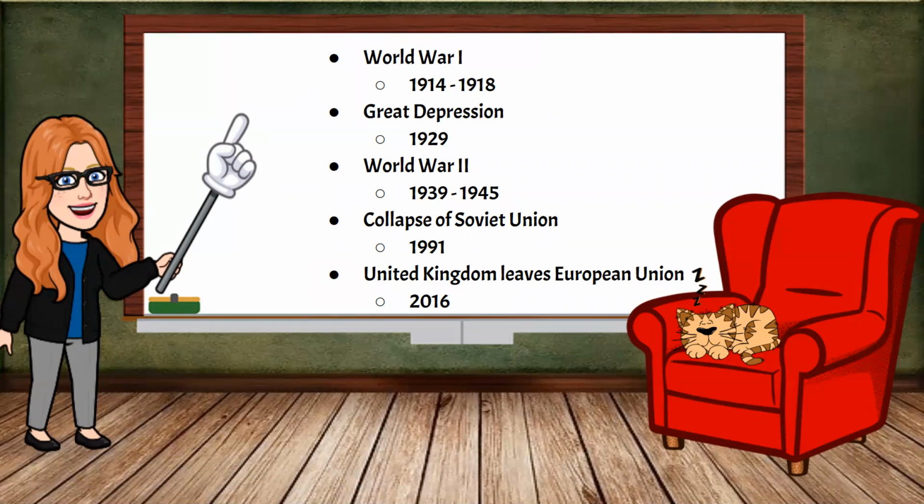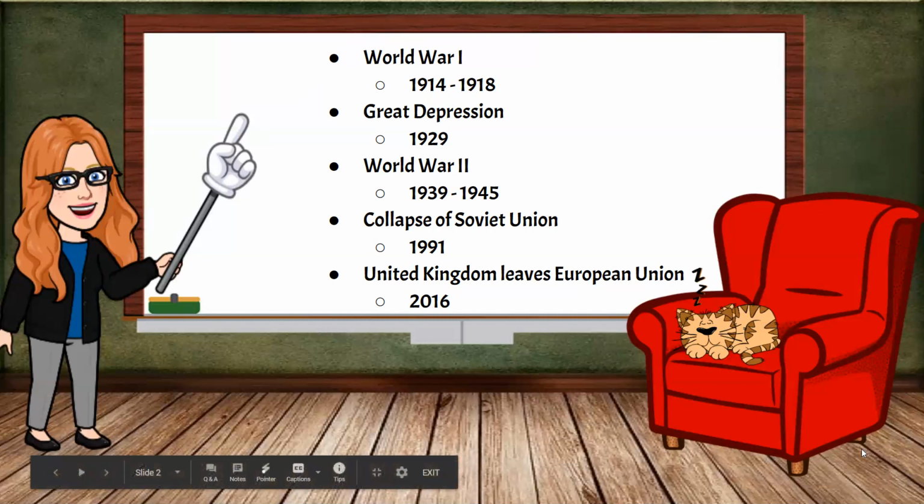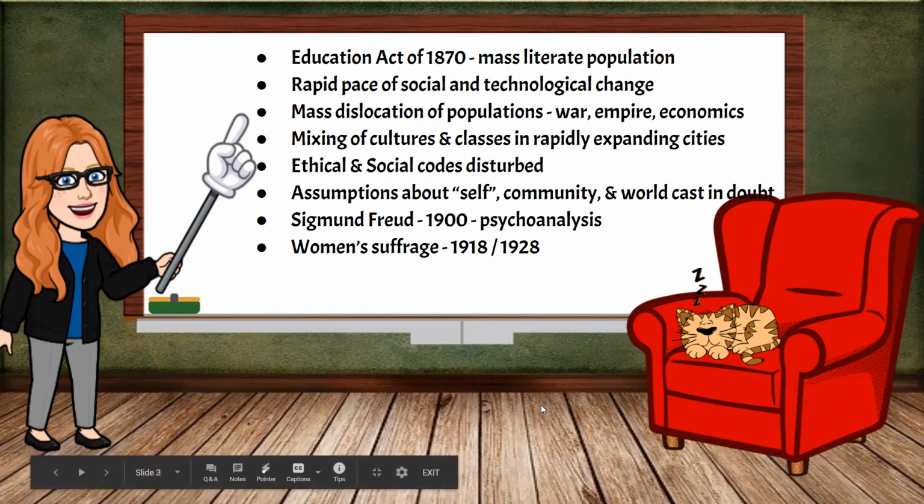In fact, World War II, chances are England would not have been the same had America not come and joined in. And then we had the collapse of the Soviet Union in 1991, which was a big deal with the European countries. In 2016, the United Kingdom left the European Union. So those are some key circumstances that occurred in this time period that really went to what the literature was about and stood for in that time.